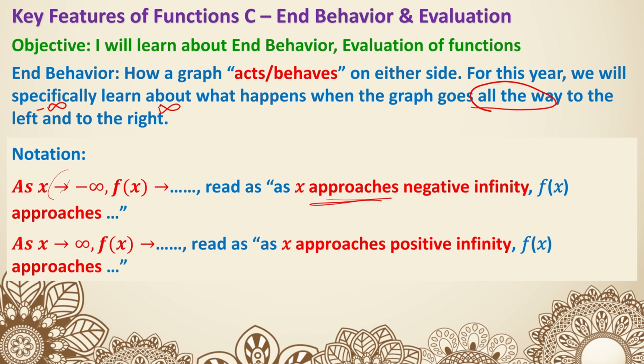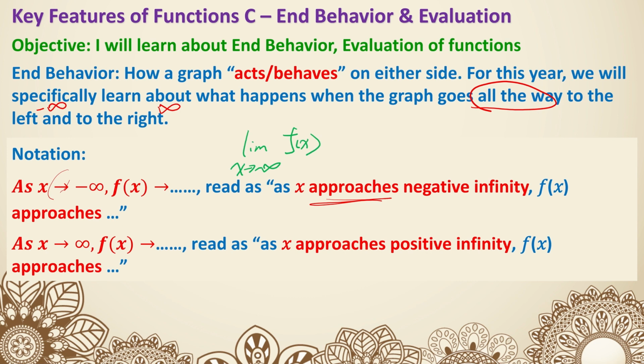So as x approaches negative infinity, f of x approaches something. Or as x approaches infinity, f of x approaches something. So that's how we actually read these. These are going to be the notation we use this year. Next year, you're going to update them. You're going to be using limit notation, which will look slightly different, but they actually mean the same thing.